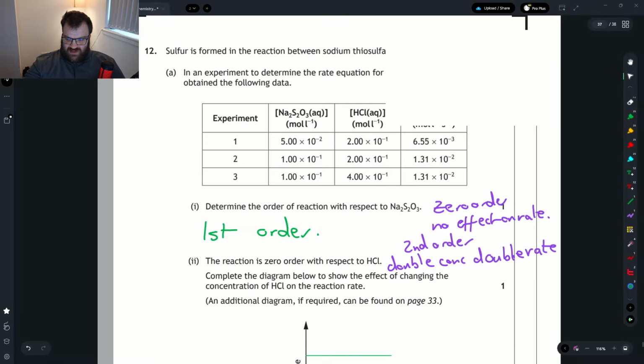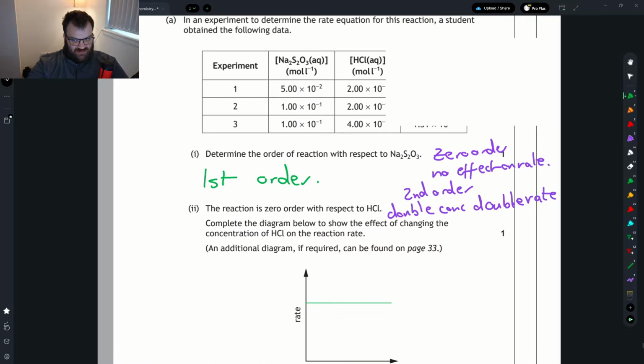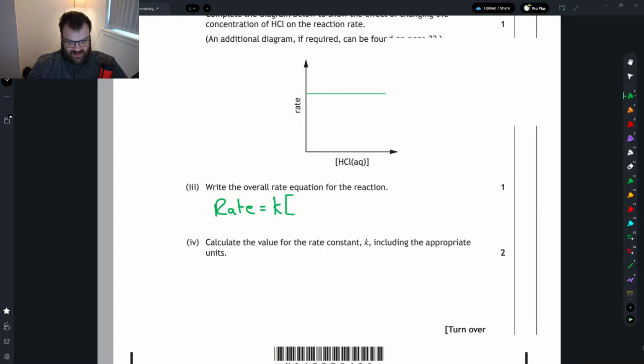When it comes to our rate equation, this isn't one of the ones that's in the data booklet. We just have to know that rate equals the rate constant, which is k, then the concentration of, we're going to ignore the HCl that has a rate order of 0. We just write the formula in squared brackets as the concentration of sodium thiosulfate. And then because it's first order, it's to the power of 1, which we can just ignore. If it was second order, we'd put to the power of 2, but we don't have to do anything for there. Calculate the value for the rate constant, including the appropriate units.